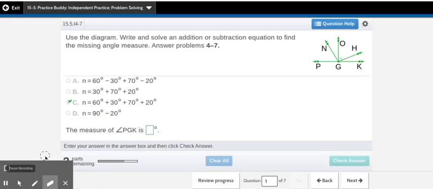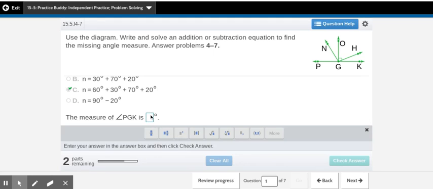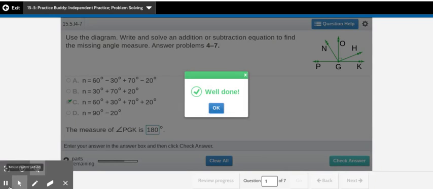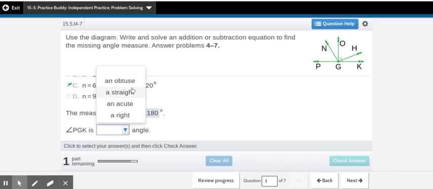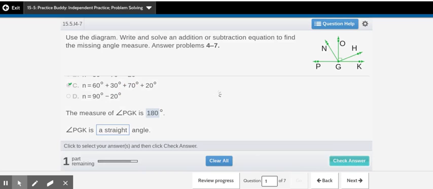We are correct. So of course, the last question says, what is the measure of PGK? We could have done this without adding that all up, because we know that PGK is a straight line, and a straight line is 180 degrees. We are correct. Another part of this question: PGK is a straight angle.